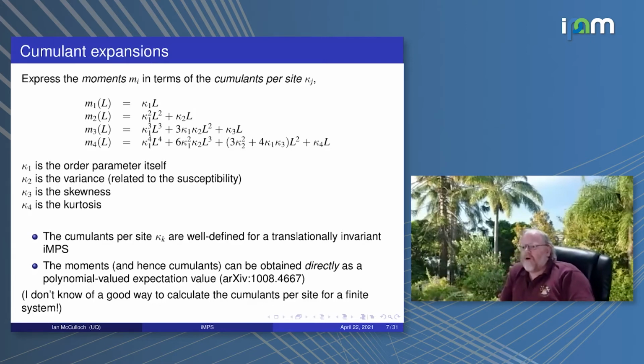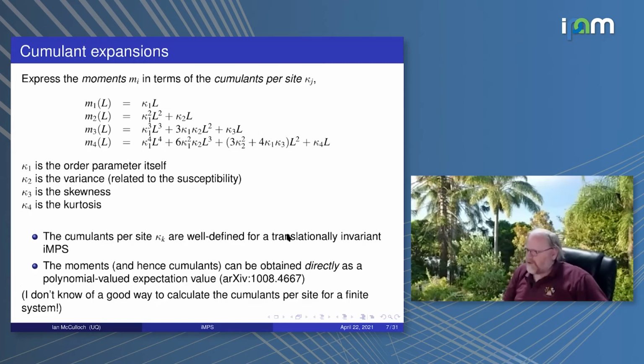Now, a key point as to why this construction is useful is that these cumulants per site are well defined for translationally invariant infinite MPS. So it's possible to calculate these moments. You can obtain them directly as a polynomial valued expectation value.